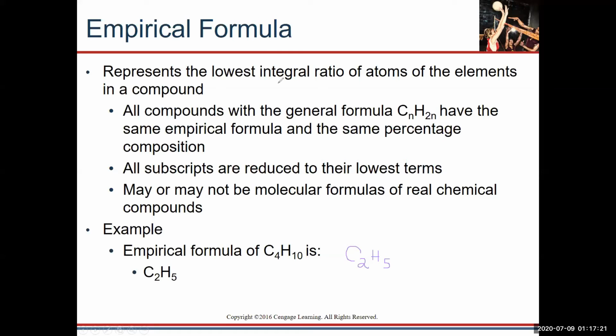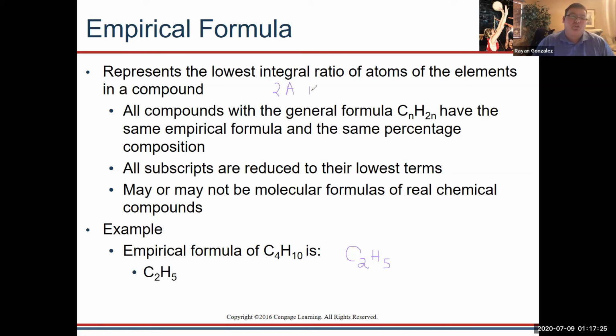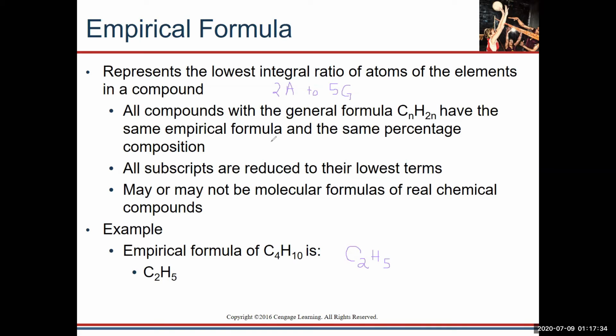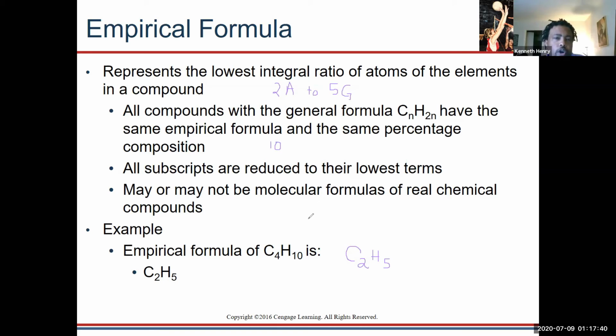My ratio is 2 apples to 5 grapes. So if I have 10 apples, I need 25 grapes. Okay. So we're comparing quantity, right? We're not comparing mass because we're not weighing those apples, are we?